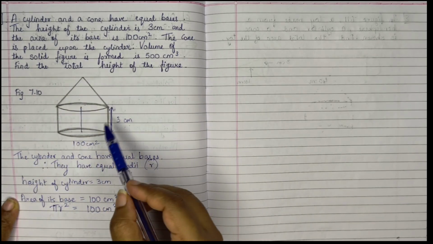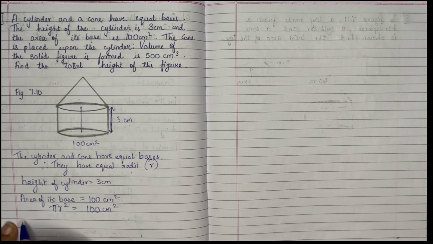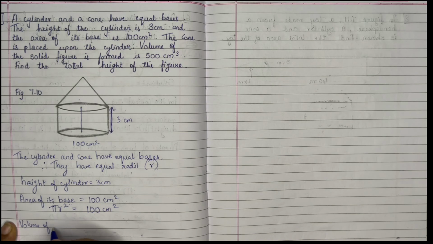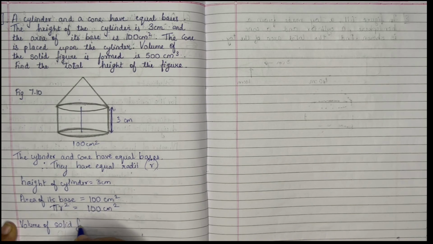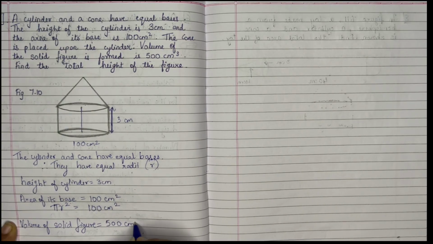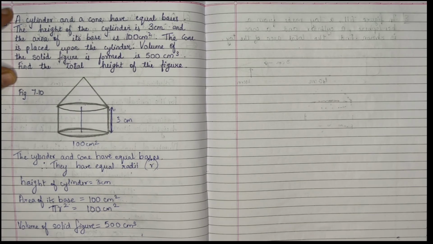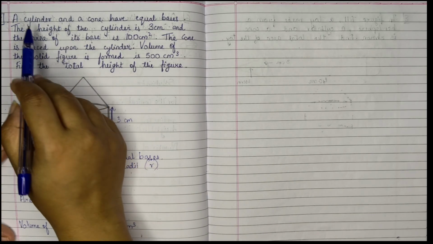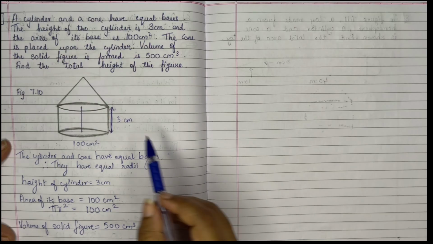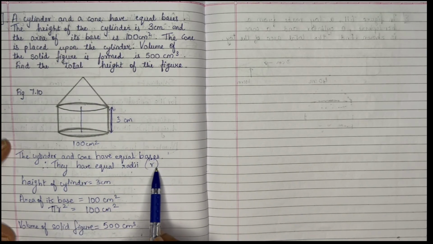Next, what is given? The volume of the solid figure, meaning the volume of this figure, is 500 cubic centimeters. So we'll write that down also. Volume of solid figure is equal to 500 cubic centimeters. Now first, we have seen the question here. We have written all that is given. Here we wrote the cylinder and the cone have equal bases. If bases are equal, the radius will also be equal. That is, we have taken it as r.